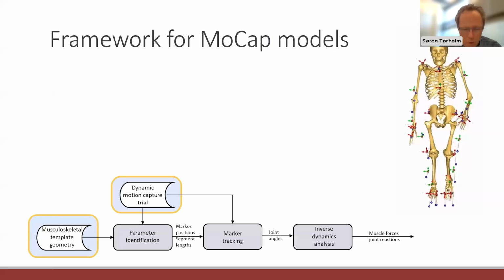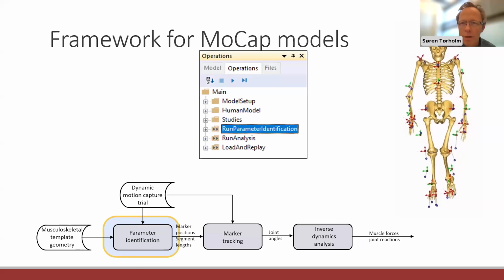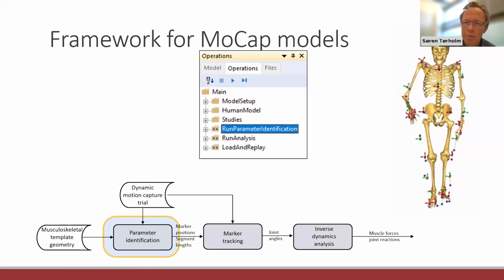So what goes into such a model is some dynamic motion capture trial data that was recorded, and then the template geometry of the model. And then the first thing that happens, the step that we will skip, is the parameter identification, where the person is being optimized in shape. And that is what is shown here on this time lapse of the video.